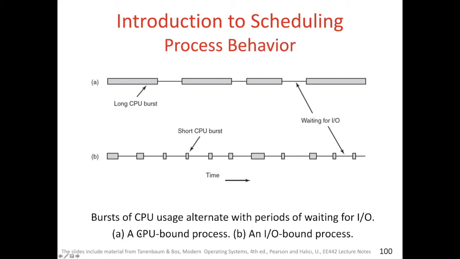In part A, a CPU-bound process is given. We have relatively long CPU bursts. This one is an I/O-bound process. We have several short CPU bursts.